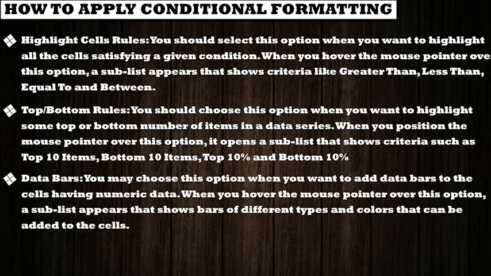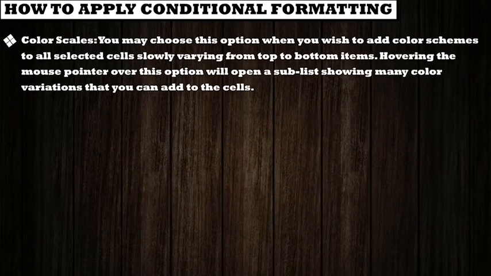Data bars. You may choose this option when you want to add data bars to the cells having numeric data. When you hover the mouse pointer over this option, a sublist appears that shows bars of different types and colors that can be added to the cells.